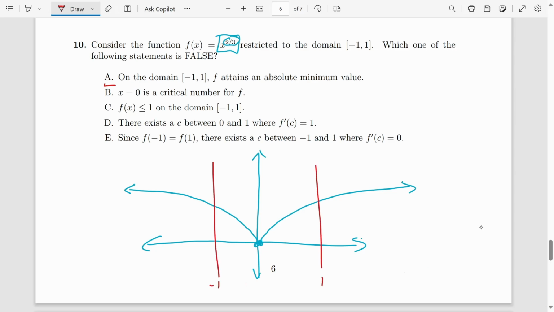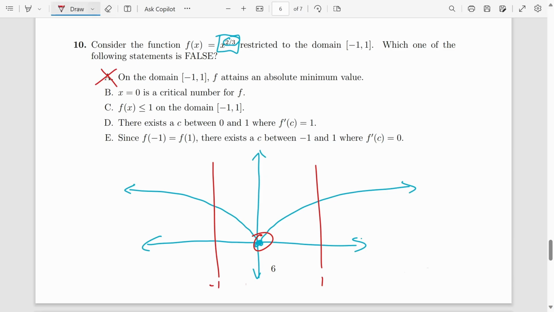Does f hit its minimum value here? Yes, it does. It hits it right at the origin. It's defined at x equals 0. In fact, if you do f of 0, it's just going to be 0. That's the minimum value, so it's in the domain, so you know that A is true, but it's not what we're looking for. We're looking for the one that's false, so it's wrong.